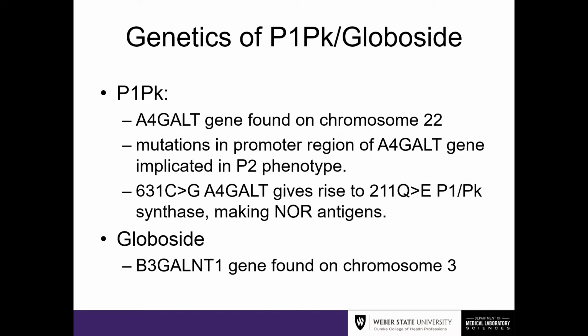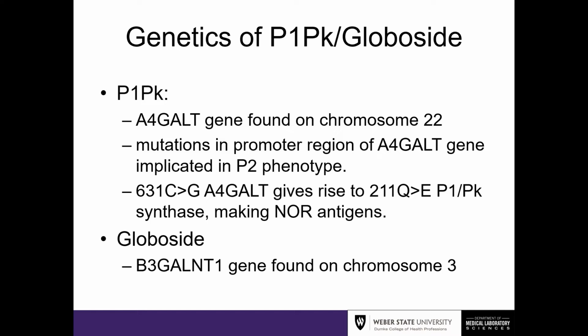A study in 2010 did theorize that the discrepancy could be caused by a modified reading frame and the promoter sequence of the A4-GALT gene, therefore leading to a phenotypic P1 versus P2. But the study failed to show any preferential bias to suppress the P1 antigen while still allowing the PK antigen to be produced.